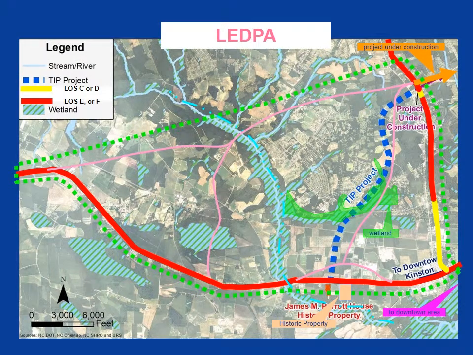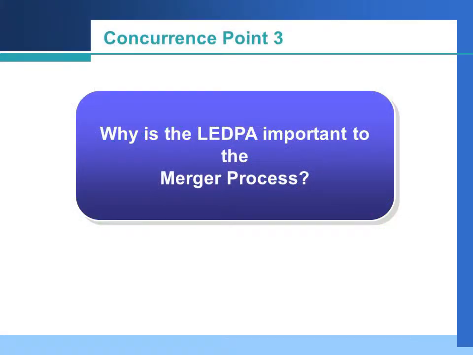Revisiting the project discussed previously in Concurrence Point 1 and Concurrence Point 2, 2A, the best solution chosen is shown here, which is similar to the original TIP alignment. This alternative was chosen as it would have less impacts to the natural environment. As you can see, the longer alternatives would have resulted in more stream crossings and wetlands being impacted. The longer alternatives would have impacted the businesses and neighborhoods to a greater degree than the LEDPA and would be more expensive to construct. So why is the LEDPA so important to the merger process?